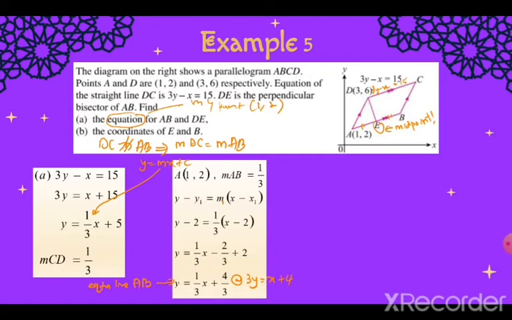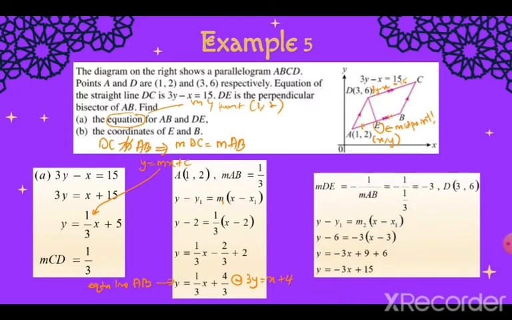Now let's look at DE. We have found the equation of AB, so what is the equation of DE? We know the point D is (3, 6), and the point E we don't know, so E is (x, y). But we know that E is the midpoint of AB. The formula for the midpoint is ((x1 + x2)/2, (y1 + y2)/2), because midpoint deals with coordinates. To find the equation of DE, we first need a gradient and a point. To find the gradient, we need to find point E first.